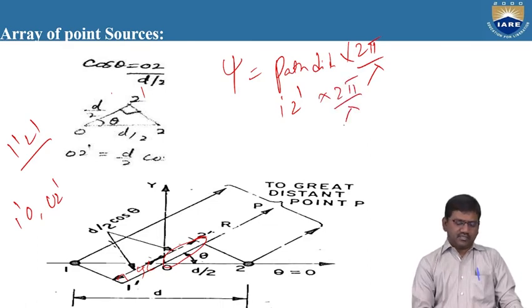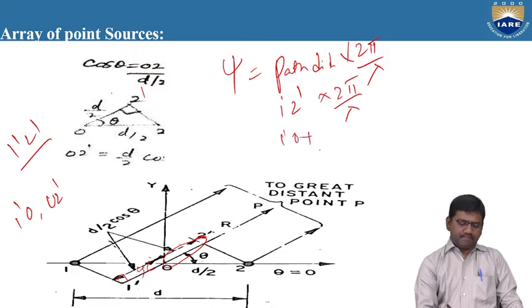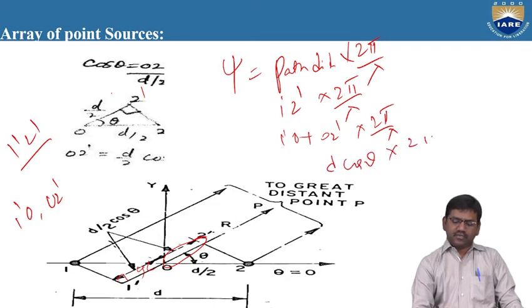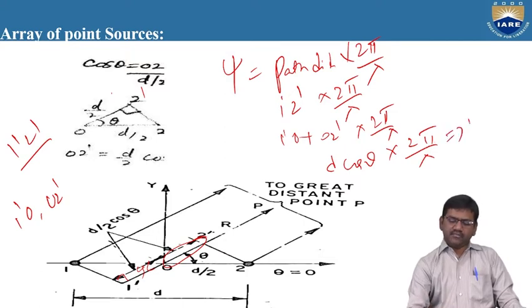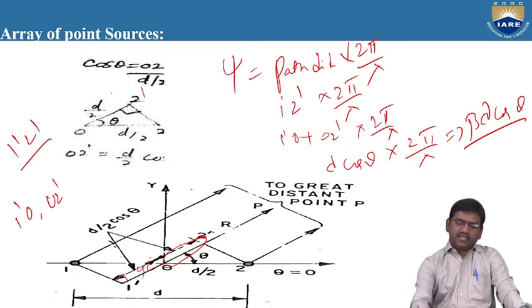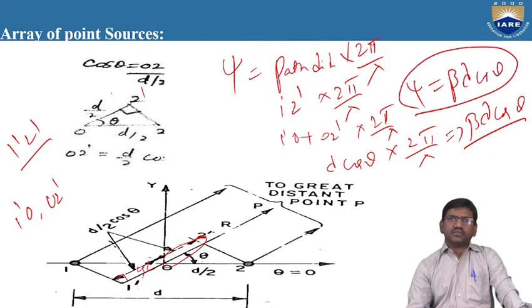What is 1 dash 2 dash? 1 dash O plus O 2 dash into 2 pi by lambda. So 1 dash O plus O 2 dash is equal to d cos theta. So d cos theta into 2 pi by lambda. This 2 pi by lambda can be written as beta, the propagation constant. So we can write it as beta d cos theta. So simply psi is equal to beta d cos theta, which is the phase difference between the 2 point sources.